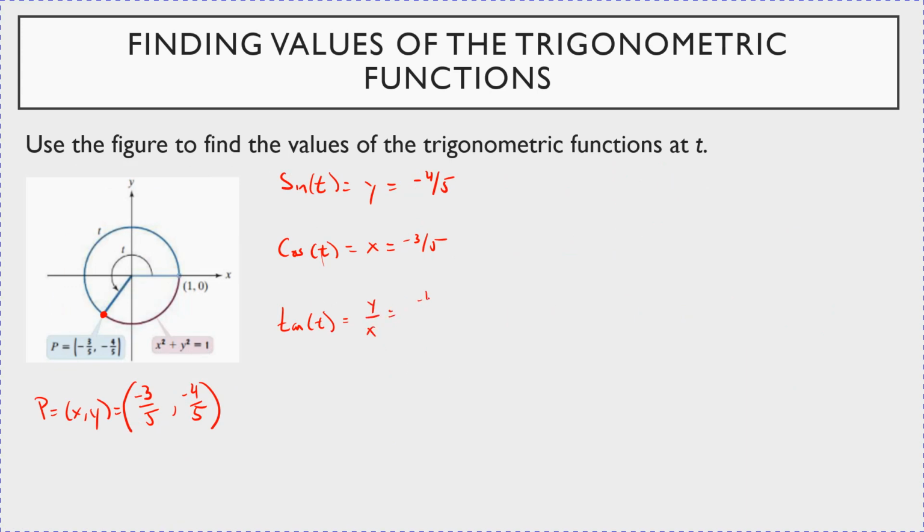Okay, so that's minus 4/5 over minus 3/5. The 5s would cancel, right? The negative negative would be a positive. So this is just 4/3.